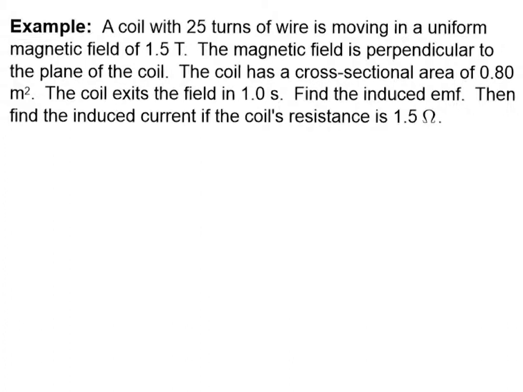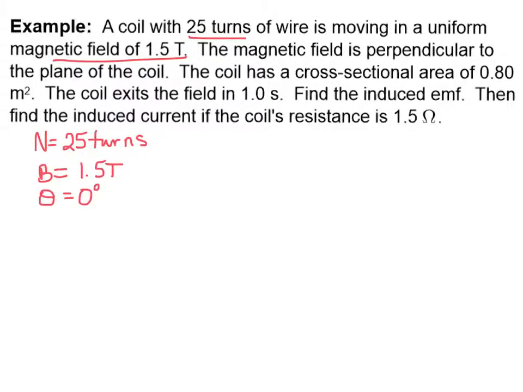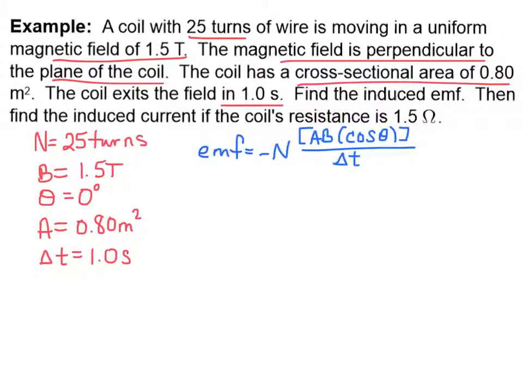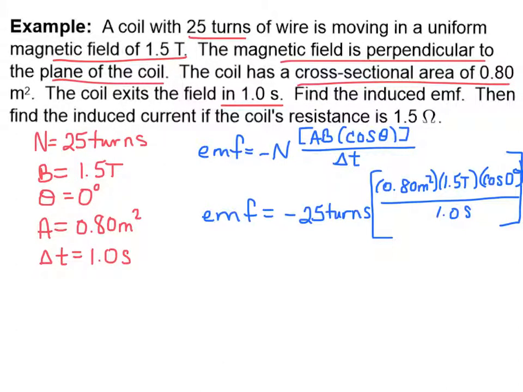So let's write down what we know. N equals 25 turns. The magnetic field is 1.5 Tesla. Theta equals 0 degrees. We know the cross-sectional area, and we know delta T. I'm going to use Faraday's law of magnetic induction equation, and I'm going to plug in all my values. These are the numbers I'm plugging in. I'm going to solve for the EMF because that's what I'm trying to find, the induced EMF. And when I punch that into my calculator, I get 30 volts. I'm going to write it as 3.0 times 10 to the first, because if I write it in scientific notation, I can express 2 sig figs.